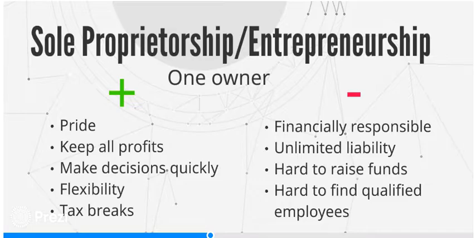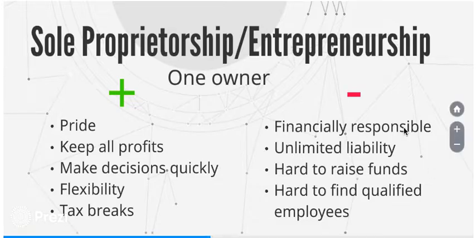So you are financially responsible for the highs and the lows. You have unlimited liability. Like we said, you are responsible not only for paying for that person, you're also responsible for medical things like that.